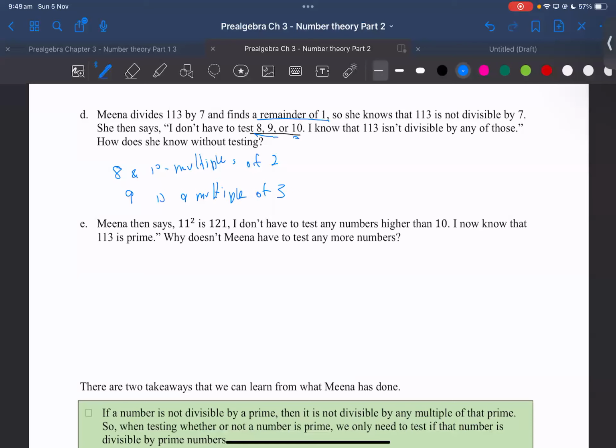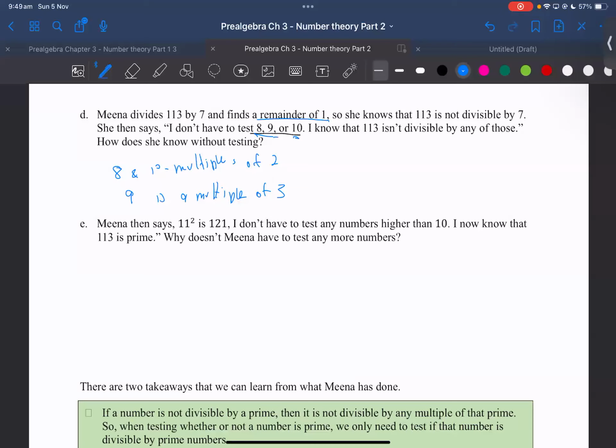Yep. All right. And then finally she says 11 squared is 121, which is bigger than 113. Right? Yeah, 11 squared is 121. Do you agree with that? Yeah. And that's bigger than 113, right? That means she says she doesn't test any more numbers. Yeah, because if she goes higher, the number's going to be higher and you can't do that, because if you go higher than 10, it doesn't work.